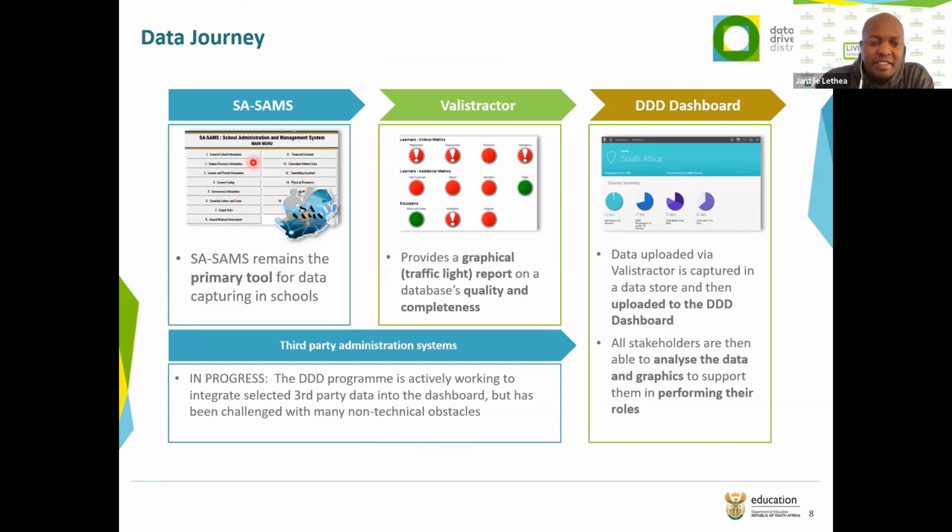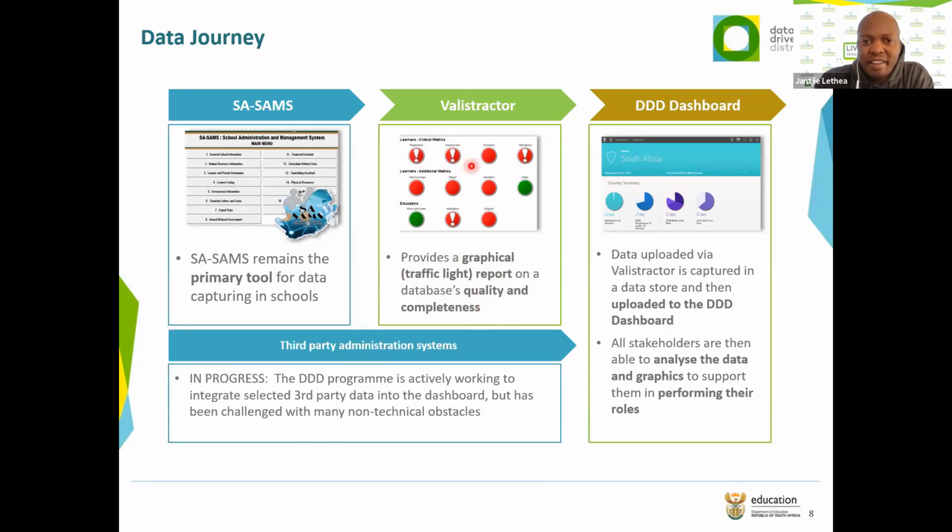And then the data that is here, we say it is more like raw data. You know, you cannot interact with it unless you know SASMs very well. It is raw data that is captured here. And then from here, it is validated using the Valistractor to check for quality and for missing data. So we run this data on the Valistractor. And then the Valistractor provides a graphical traffic light report on database quality and completeness.